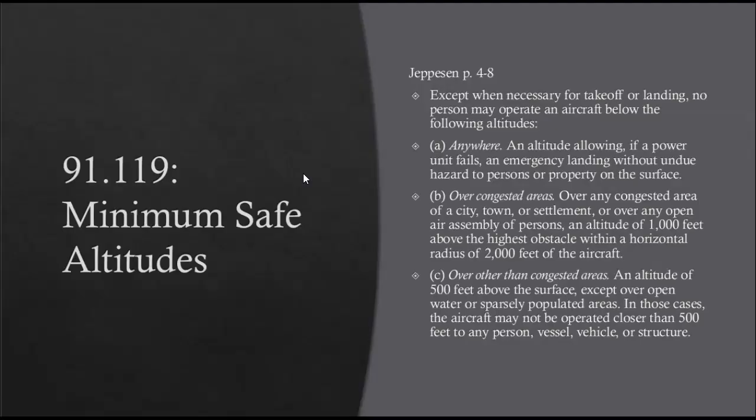Part 91.119 describes minimum safe altitudes for operating in the National Airspace System. You can find details about these rules in the textbook in Chapter 4, page 4-8. As a general rule, anywhere, you must operate at an altitude allowing, if a power unit fails, an emergency landing without undue hazard to persons or property on the surface. So, generally speaking, if you're flying anywhere, you need to be at an altitude that will allow you to land without endangering people on the surface or property on the surface.